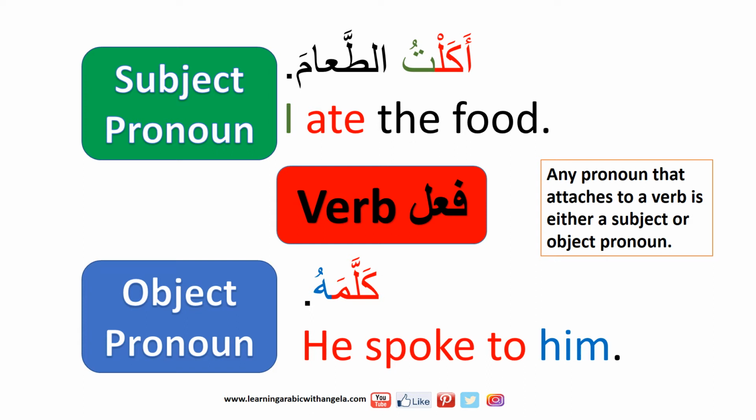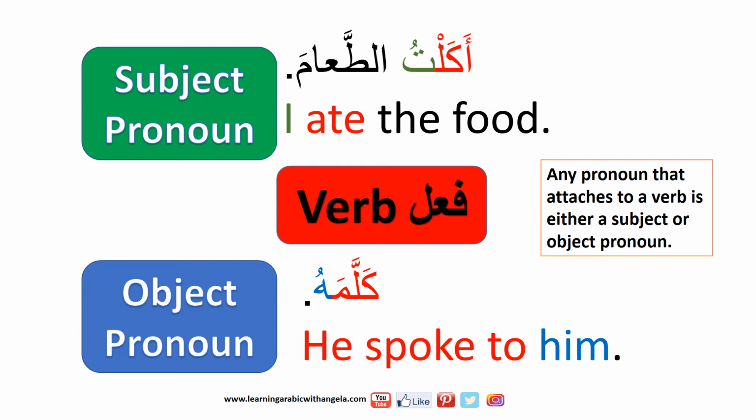Let's study each case by case. So let's look at the pronouns that attach to a verb. There are two kinds of pronouns that usually attach to a verb, and these are subject pronouns and object pronouns. أكلت الطعام. I ate the food. So the ta over here in أكلت represents I. So I is the subject of the sentence. So أنا أكلت الطعام. I ate the food. So it's a subject pronoun. So I'm the doer. So I'm the person who did the action. So in this case, the ta is the subject of the sentence.